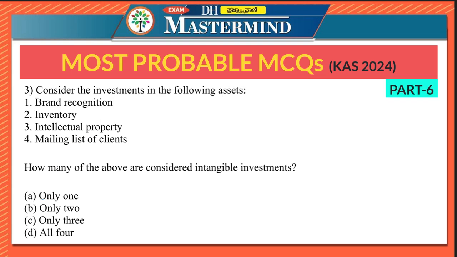Third question says, consider the investments in the following assets: brand recognition, inventory, intellectual property, mailing list of clients. How many of the above are considered intangible investments? So first of all, you have to understand the question here.